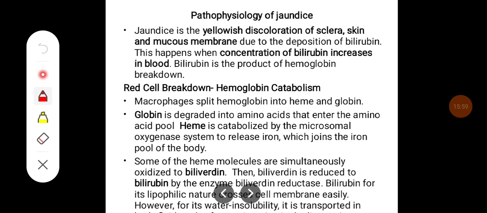Pathophysiology of jaundice. Jaundice is a yellowish discoloration of the sclera, skin and mucous membrane due to the deposition of bilirubin. So this happens when the concentration of bilirubin increases in blood. Bilirubin is the product of hemoglobin breakdown.